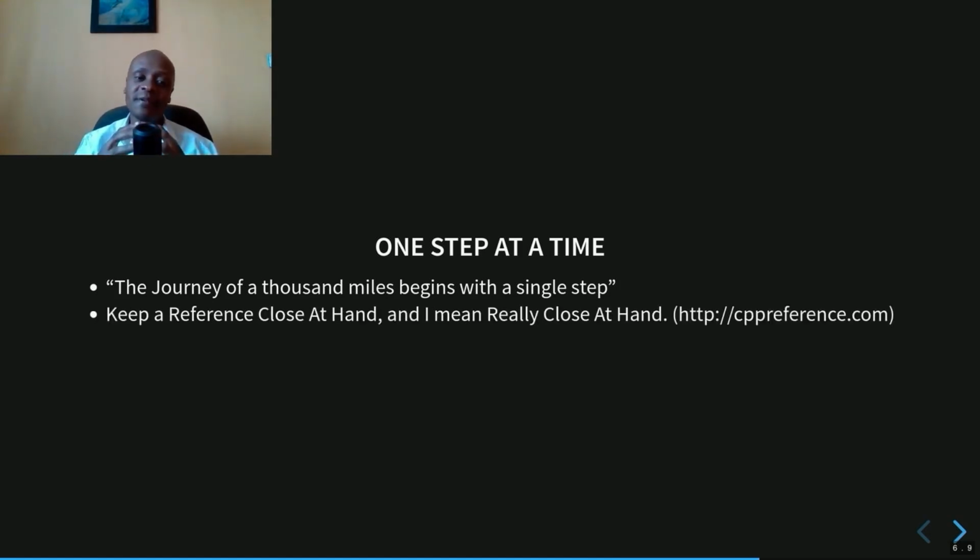Though keep a reference close at hand. Like when you go into a new city, you need a map in your pocket so that you don't get lost. One good reference is the CppReference.com website.